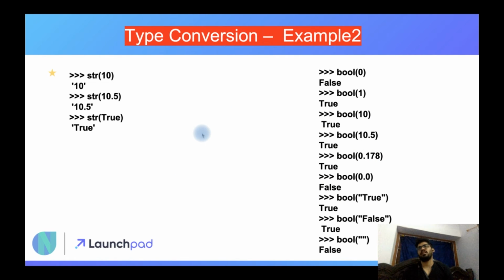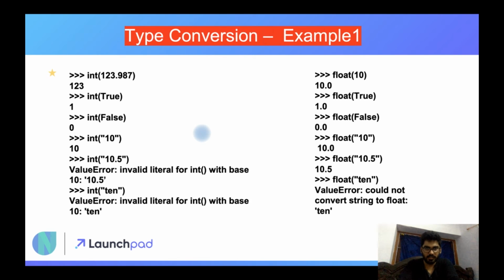So this was all about how you can convert one data type to another. It's very simple. We'll cover more about it in the coming sections. But for now, I think it's much clearer with these examples, right?